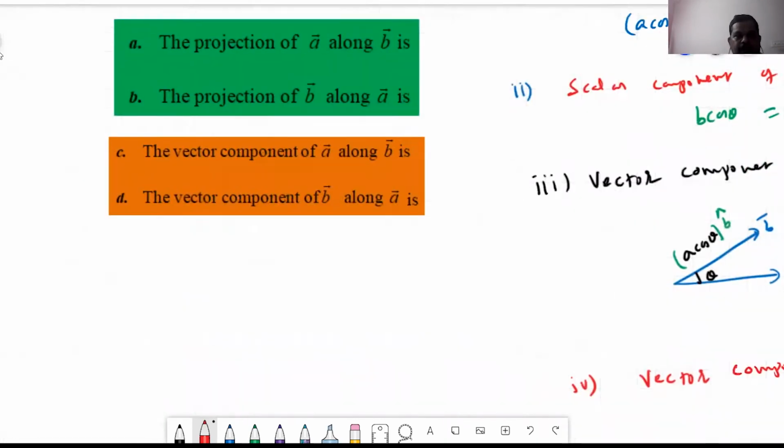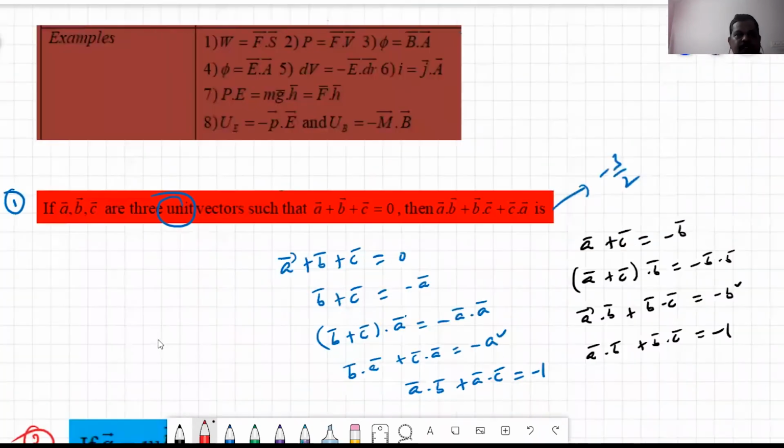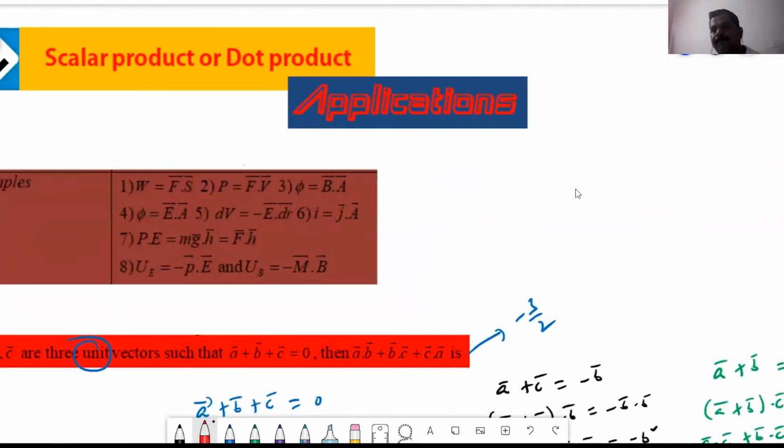These are very, very important applications of what we call the dot product of vectors. So I hope you all understood these applications, and to understand better, watch it a number of times so that you'll get a lot of confidence.